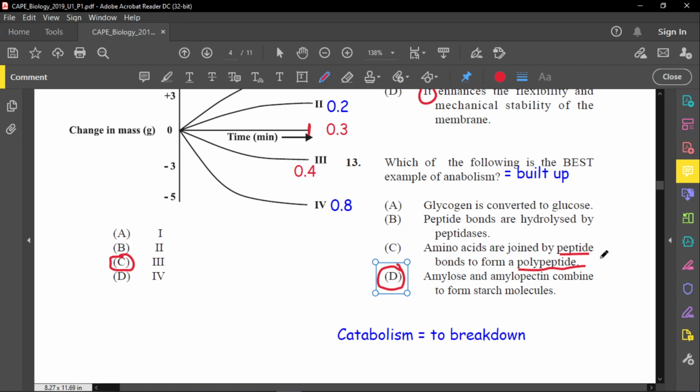So if it's say amino acids forming proteins or just forming peptide bonds, then that may be the best option right there. But in terms of two different substrates coming together to form a more complex structure, definitely we go with that one. So D will be your preferred answer.